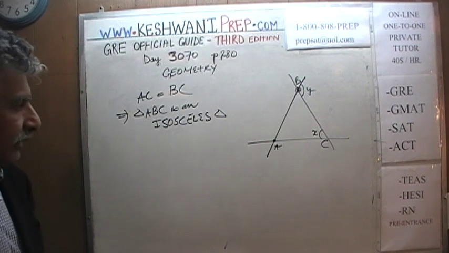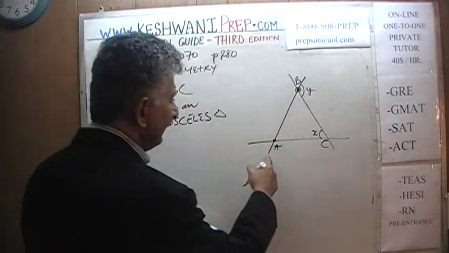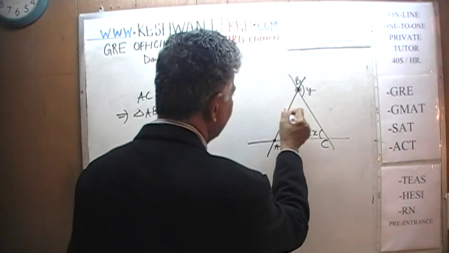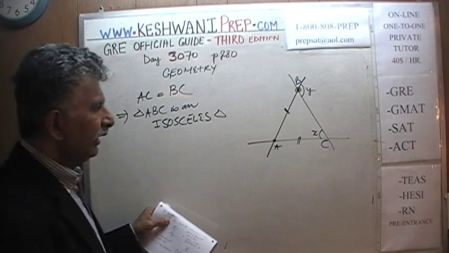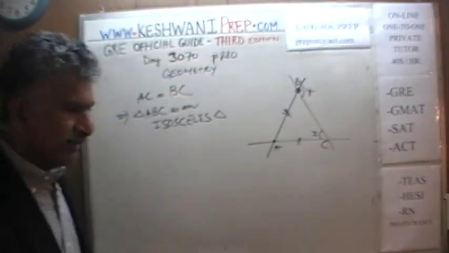But the problem here is that they're telling us that AC equals BC. A to C is here. This side equals that side. Let's put it in a way that's easier to deal with.